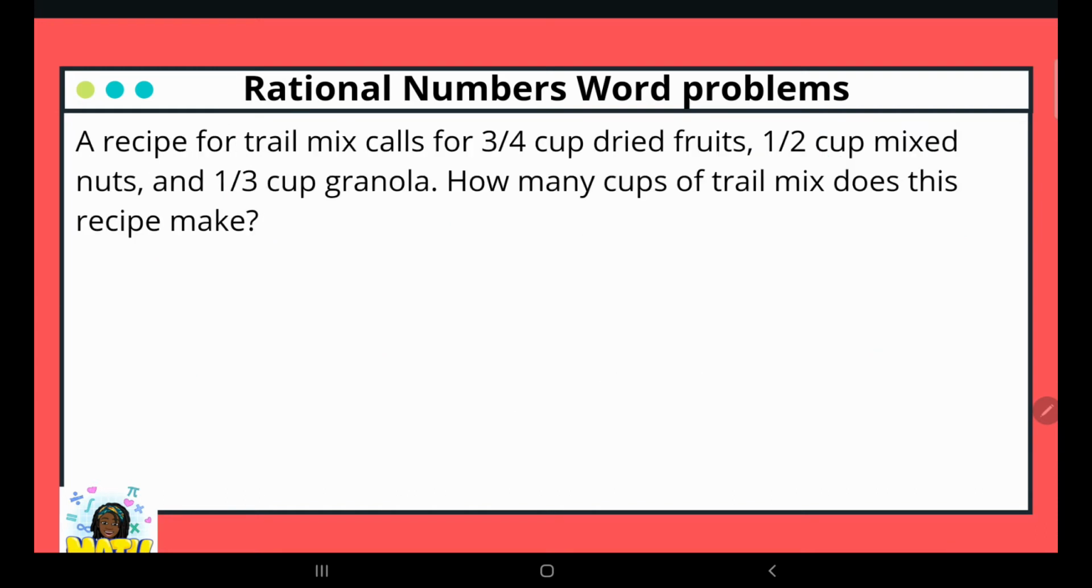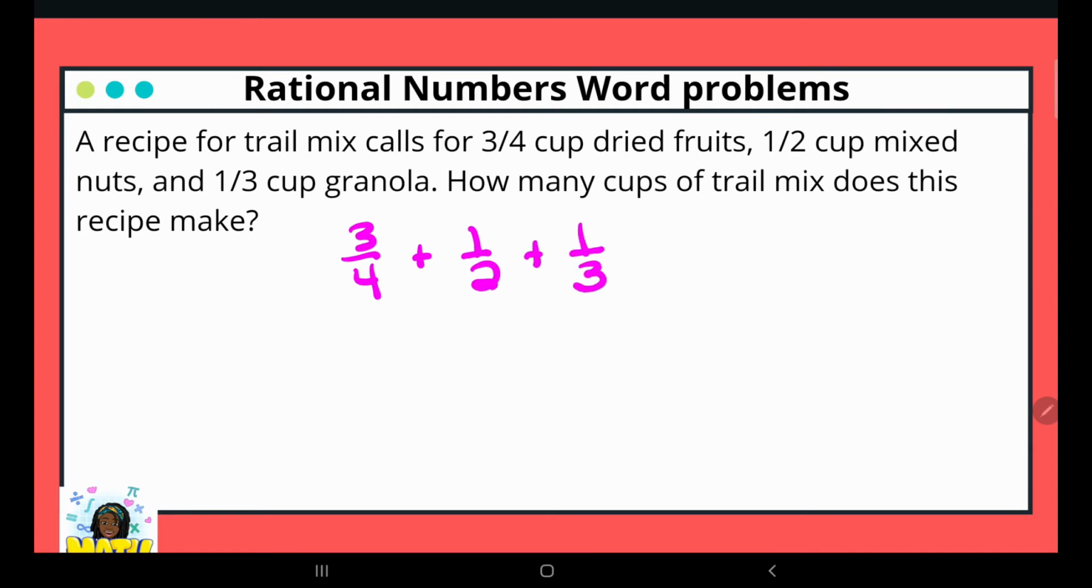A recipe for trail mix calls for 3/4 cup dried fruits, 1/2 cup mixed nuts, and 1/3 cup granola. How many cups of trail mix does this recipe make? So here we have 3 different measurements, right? And we want to know what's the total amount. So here we're going to add. So we have 3/4 plus 1/2 plus 1/3.